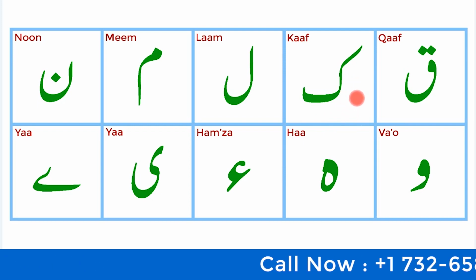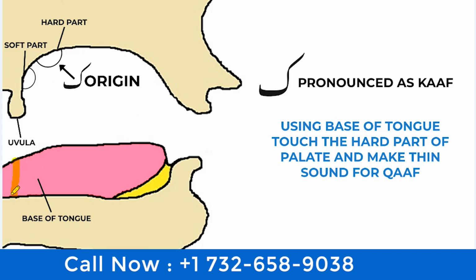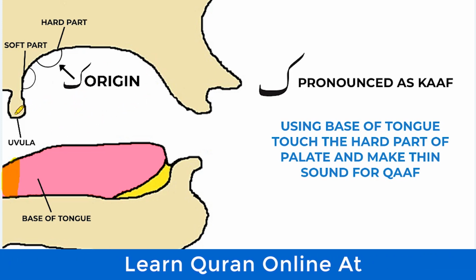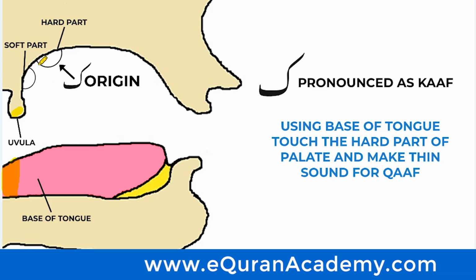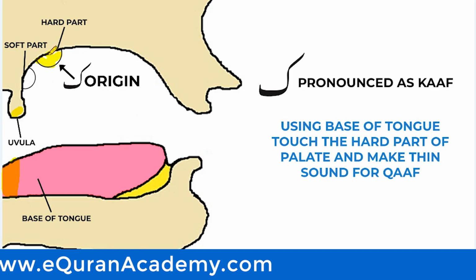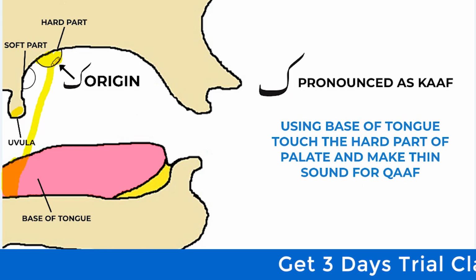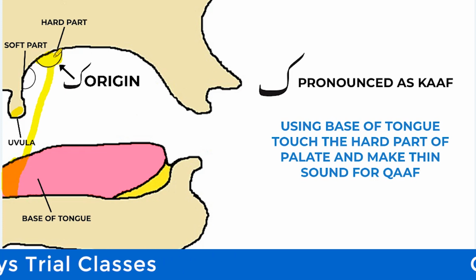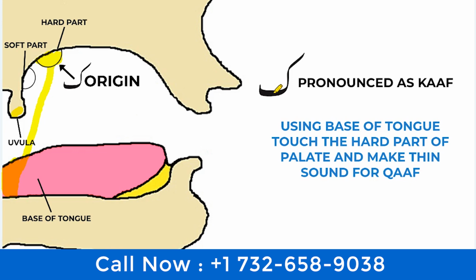Let me explain you origin of Kaf. This is tongue and this is base of tongue. This is empty space of mouth. This is uvula and next to uvula is soft part of palate. And further up toward mouth, this is hard part of palate. So remember, base of tongue and hard part of palate. Base of tongue touch with hard part of palate. From here, you can pronounce kaf. And you must read kaf with thin sound.